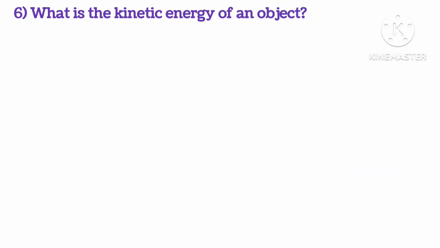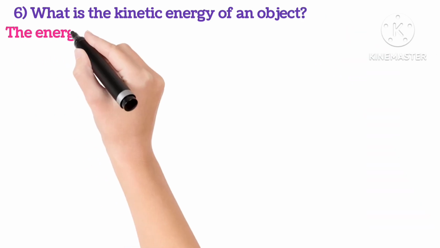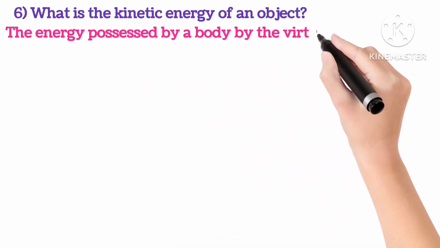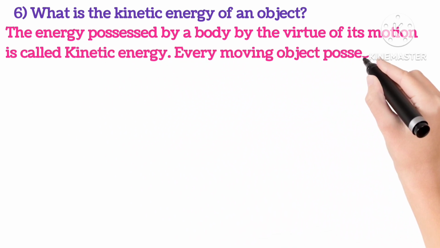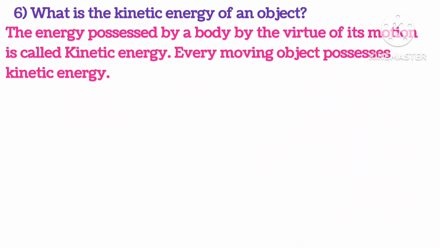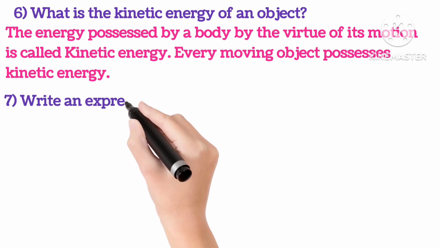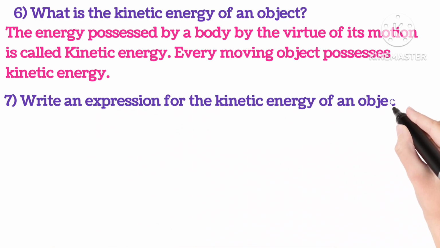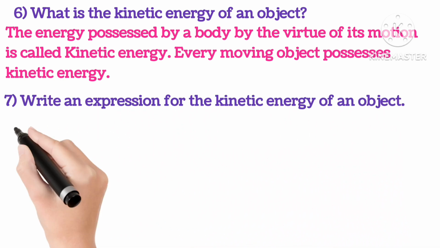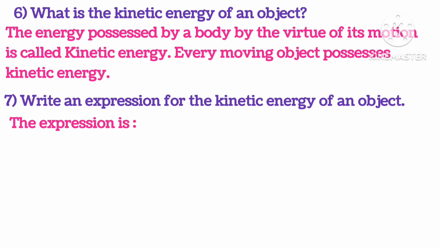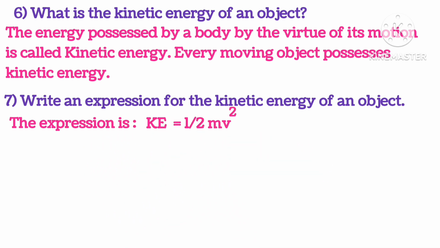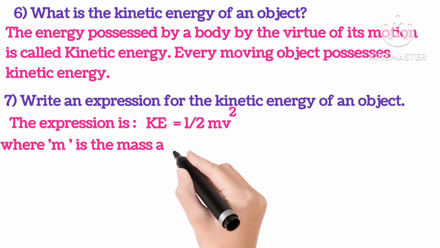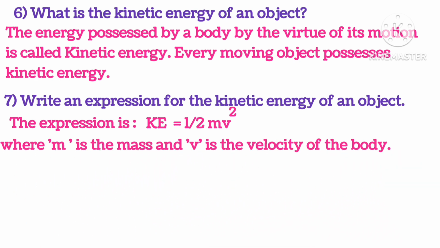What is the kinetic energy of an object? The energy possessed by a body by virtue of its motion is called kinetic energy. Every moving object possesses kinetic energy. Write an expression for the kinetic energy of an object. The expression is kinetic energy is equal to half mv square, where m is the mass and v is the velocity of the body.